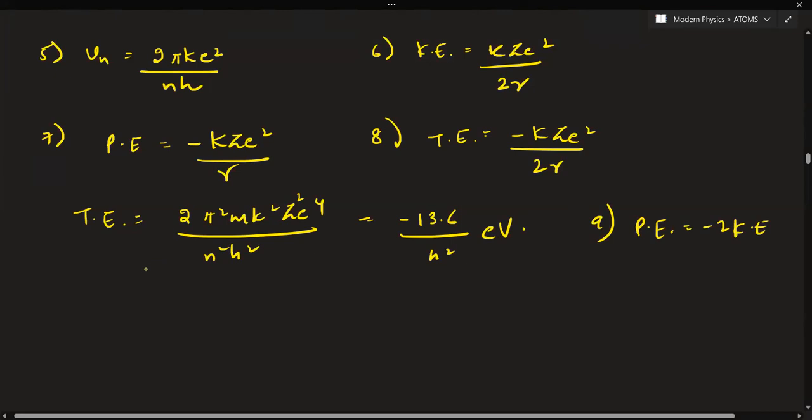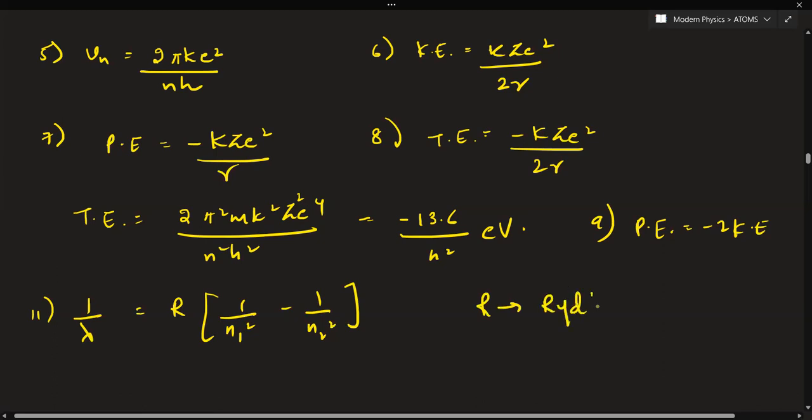Also, if you have to calculate wave number, which means 1 divided by lambda, you can do it using Rydberg's constant. So wave number equals R times 1 by n1 square minus 1 by n2 square, where R is the Rydberg's constant.